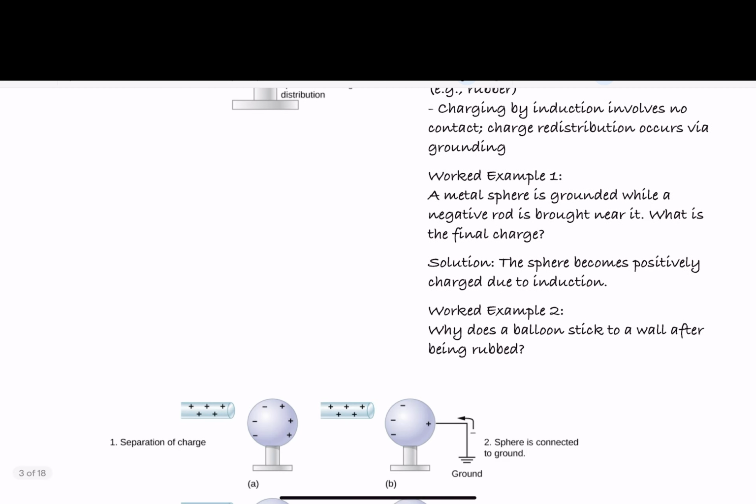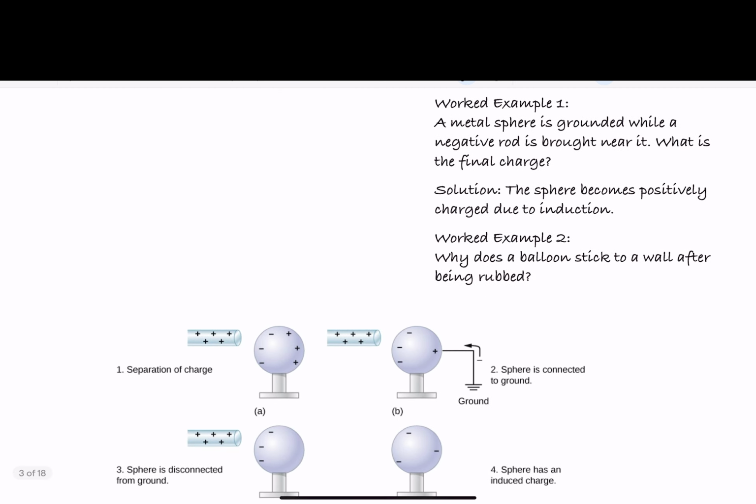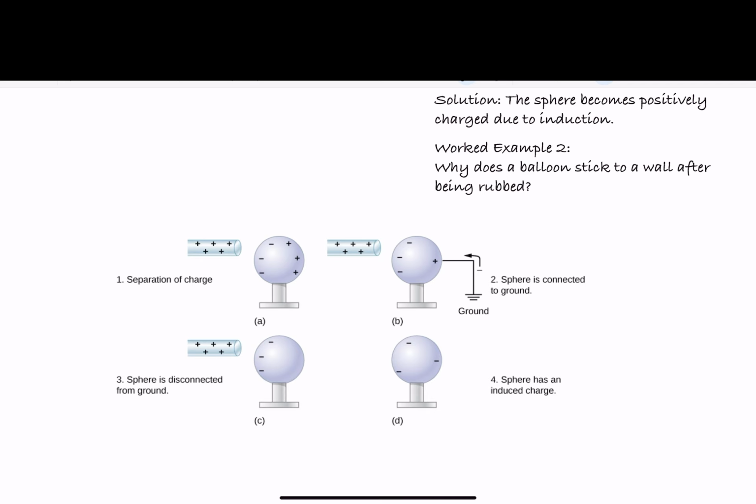Now, second, why does a balloon stick to a wall after being rubbed? While you're rubbing it, it's getting charged by friction. So let's say it's losing electrons. So now the wall, the part of the wall where you rubbed, becomes negative, while the balloon has lost electrons and it is positive. And unlike charges attract. That's why the balloon sticks to the wall. So that is charging by induction.